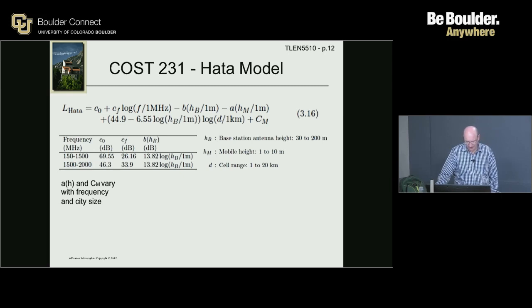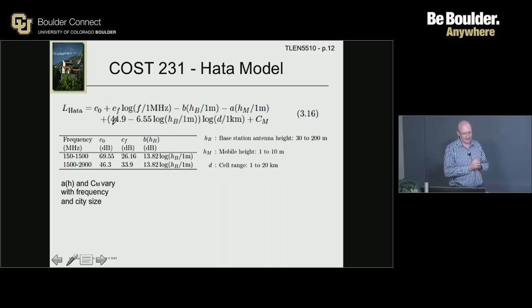A and C are a very small change. C is just plus or minus 3 dB, depending on the size of the city. And A varies a little bit with the height of the mobile, but really not much. The interesting part to look at is this: the factor in front of the log D. That gives you the slope, or the path loss exponent.